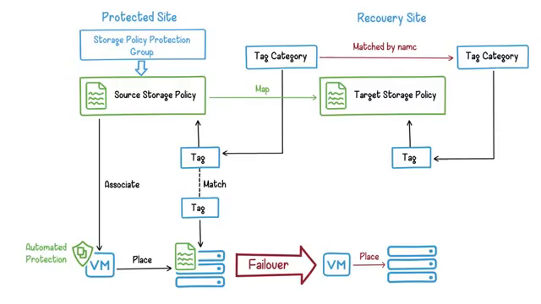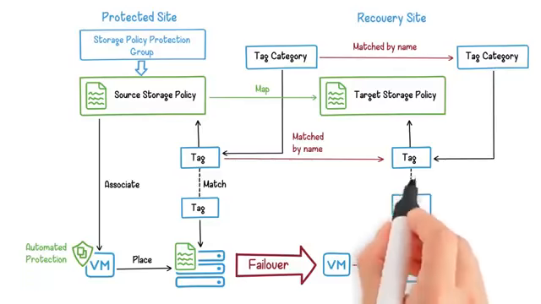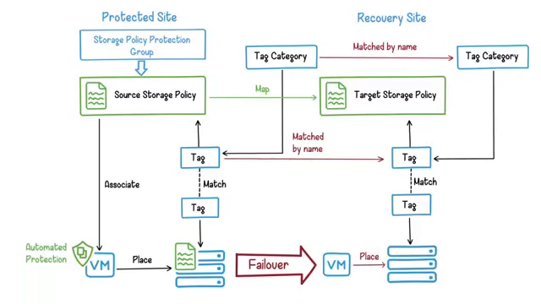Tags and tag categories on the protected site and the recovery site are matched by name. The tag on the recovery site is assigned to the target data store. The tag on the target data store is matched with the tag on the target storage policy. Finally, the recovered VM is associated with the storage policy.